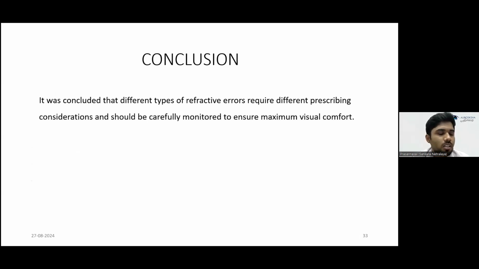So, in conclusion, different types of refractive errors require different prescribing considerations. So we should always carefully monitor based on their need and the specific occupation to give the maximum visual comfort.